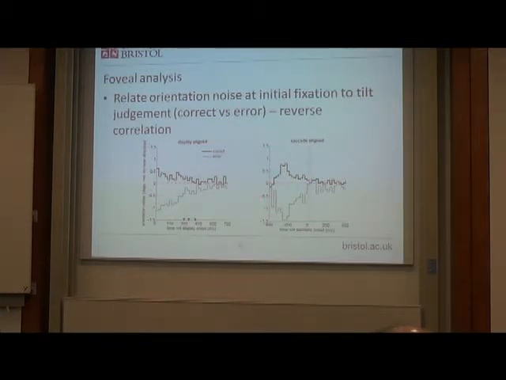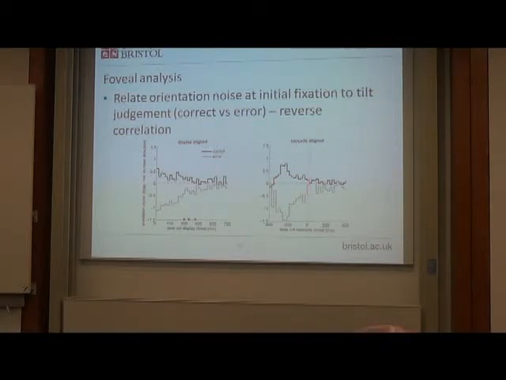Okay, so what I'm showing you here is the same thing but aligned on movement onset. Zero here is the start of the eye movement, and the little grey box is the duration of the eye movement. What you can see is that these lines are separated right up to the point of movement onset.